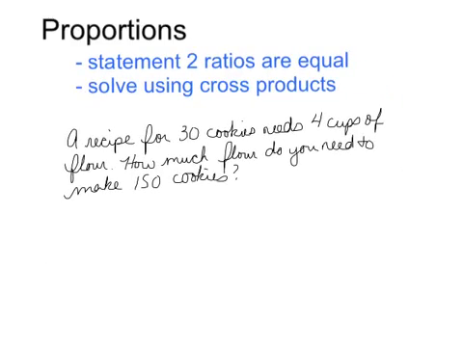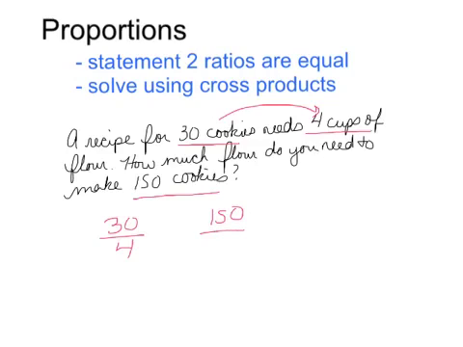If I take this problem and set up two ratios, I have 30 cookies going with 4 cups of flour. So I can set that ratio up as 30 cookies is to 4 cups of flour. And then it says I have 150 cookies, so since I put the 30 cookies on top, I have to put the 150 on top over how much flour. It's what I don't know. These two ratios have to be equivalent. In order to make cookies that come out the same, I need the same ratio of flour to the number of cookies I'm making.